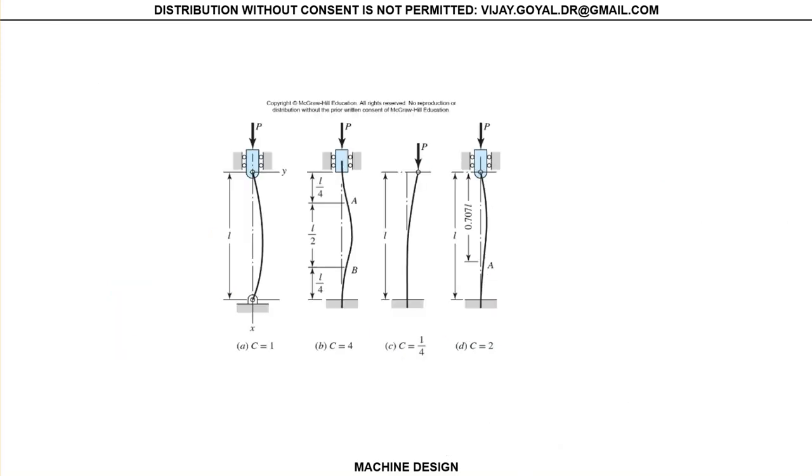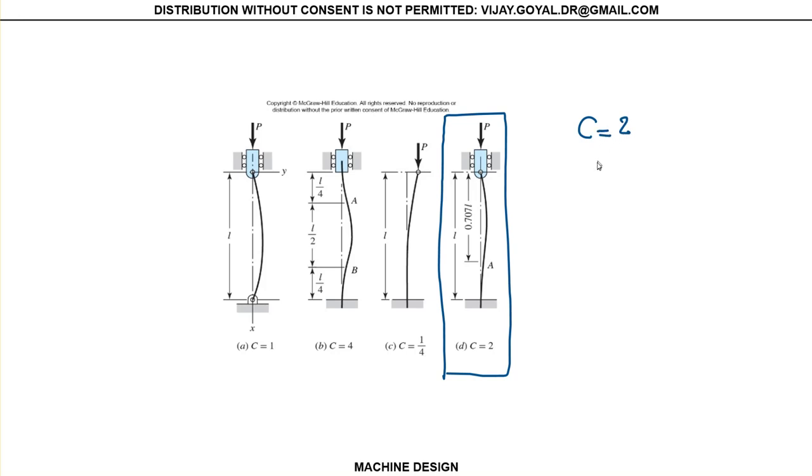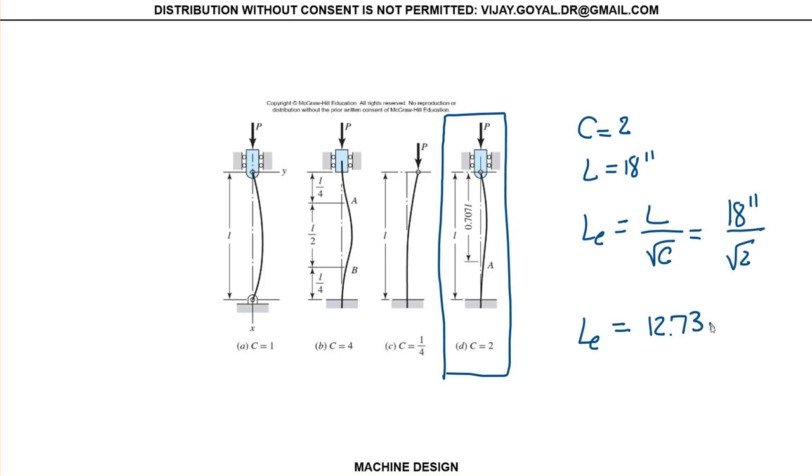The next thing we want to do in the problem is we can come here and choose the option, and we only talked about this in the previous example. This is the option fixed pin. And for this case, C is equal to 2. L is equal to 18 inches. That means that LE will be L divided by square root of C. And that would be 18 inches over square root of 2, and that gives me an effective length of 12.73 inches.